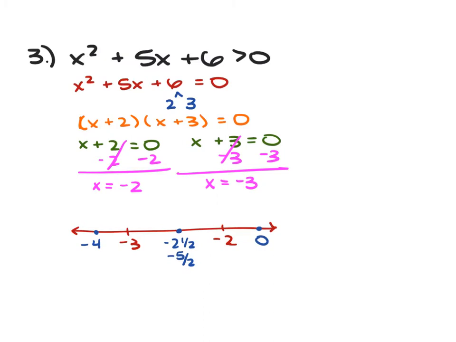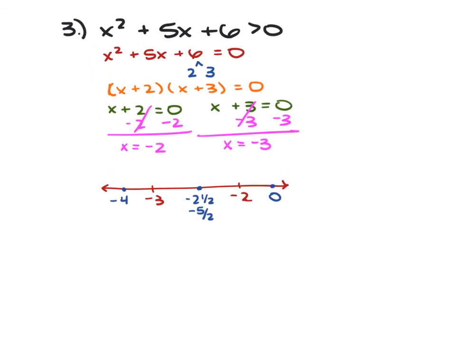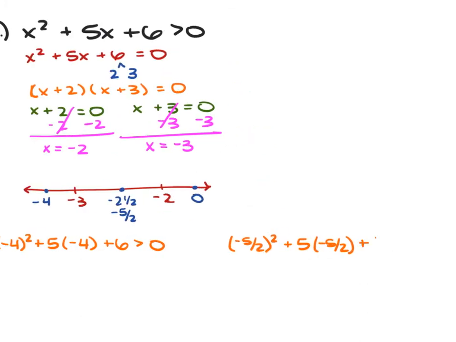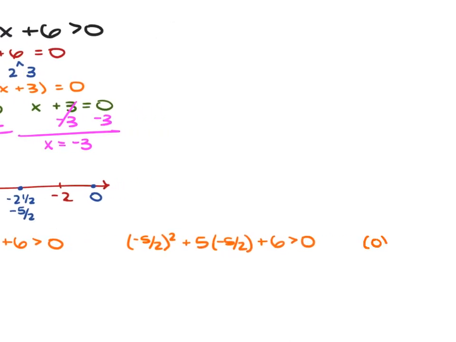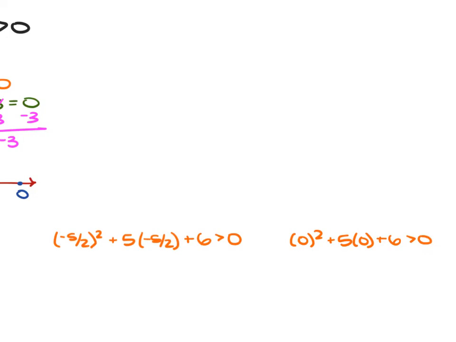So I'm going to plug these in, see which one works. So I have x squared plus 5x plus 6 is greater than 0. I'm going to plug in that -4 to be -4 squared plus 5 times -4 plus 6 is greater than 0. I'm also going to do the -5/2. So negative 5 over 2 squared plus 5 times negative 5 over 2 plus 6 is greater than 0. And I'm going to use the 0 as well. So that's going to be 0 squared plus 5 times 0 plus 6 is greater than 0.